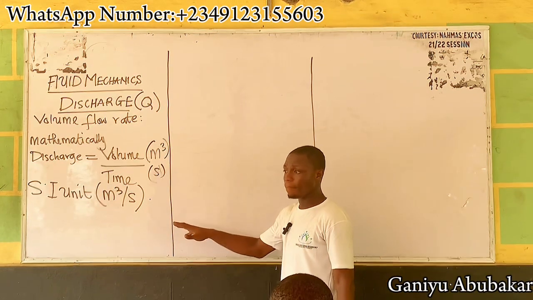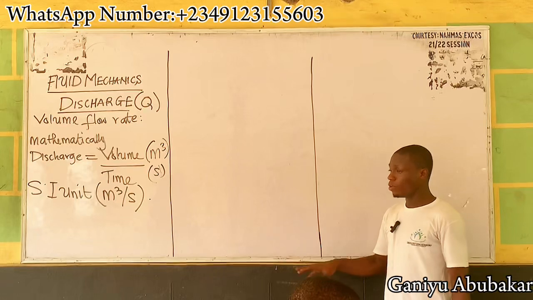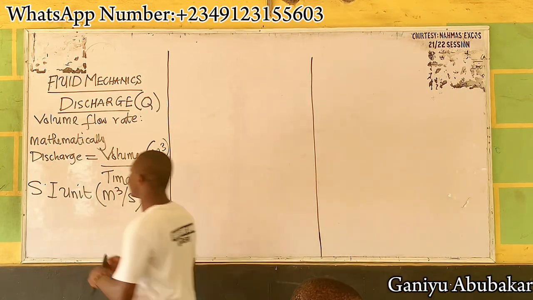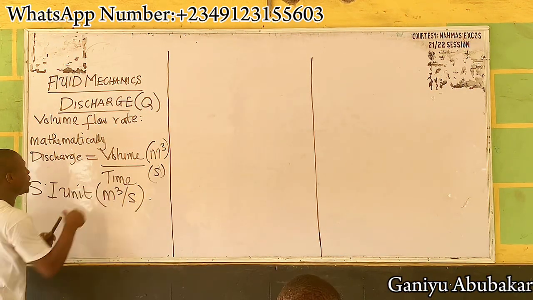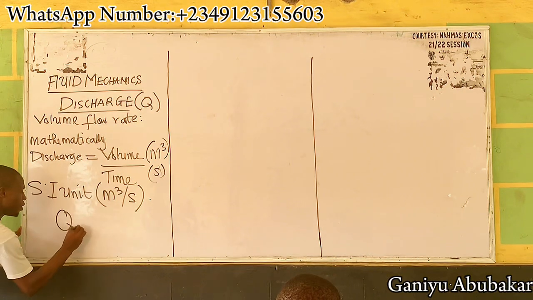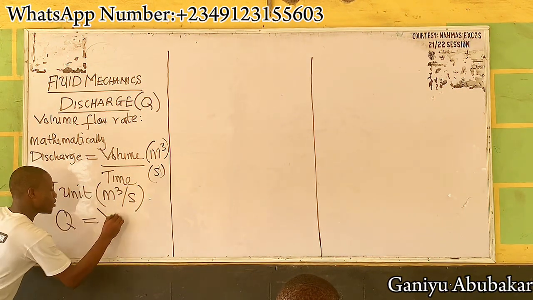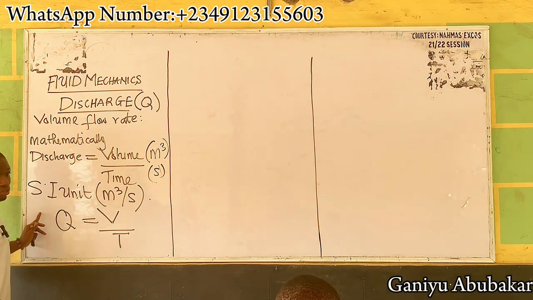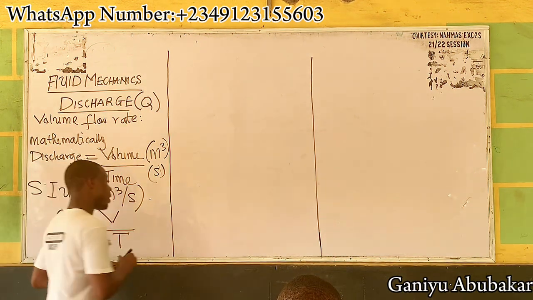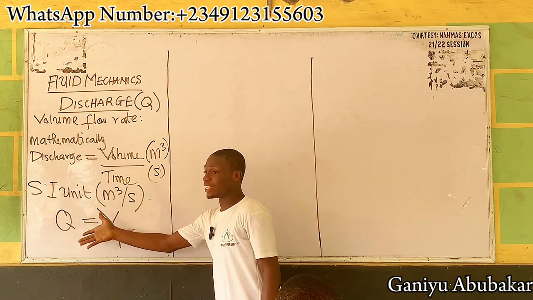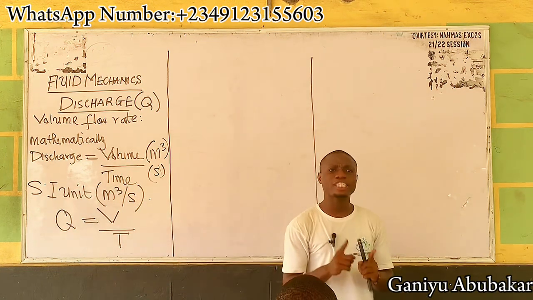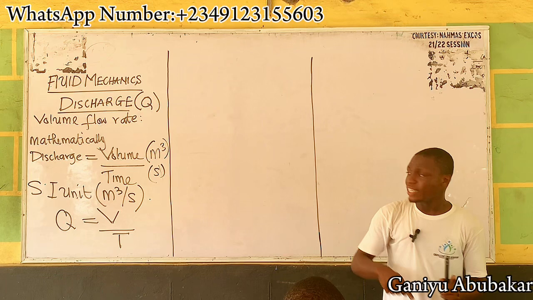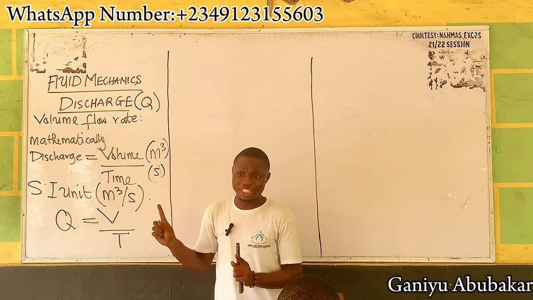So now, in essence, if I write this in abbreviation, discharge Q is equal to what? Volume is V over what? Over T. My formula for this is discharge being equal to V over T.